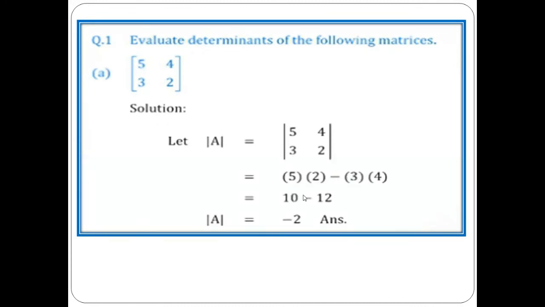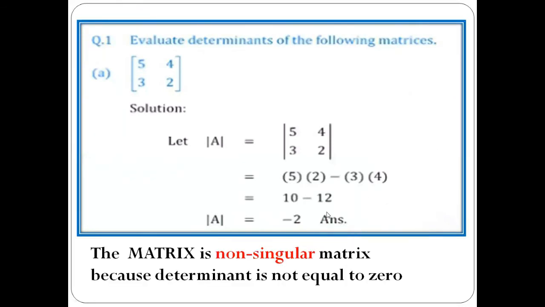5 2s are 10 and 3 4s are 12. 10 minus 12 you will get minus 2. So here the determinant of A is minus 2. This is not equal to 0, so the matrix is a non-singular matrix because the determinant is not equal to 0 here. Okay. Now move towards the next question.